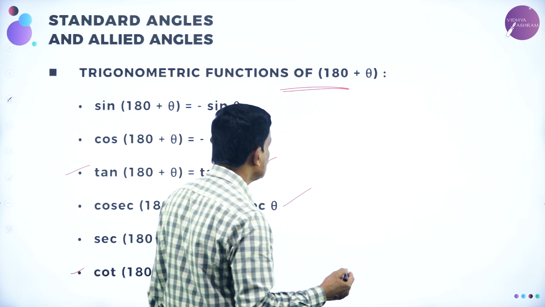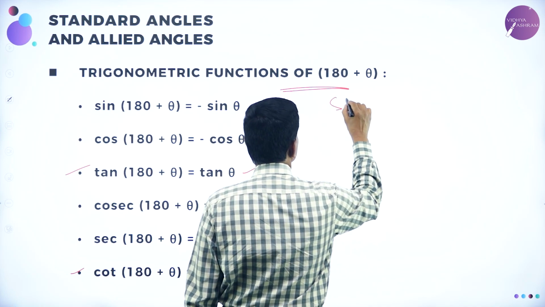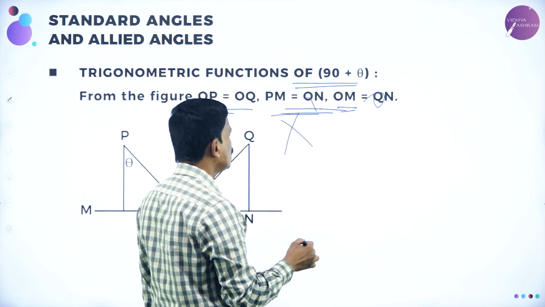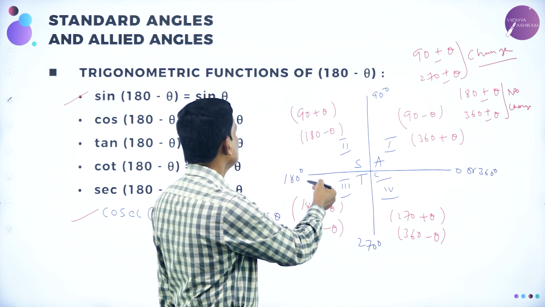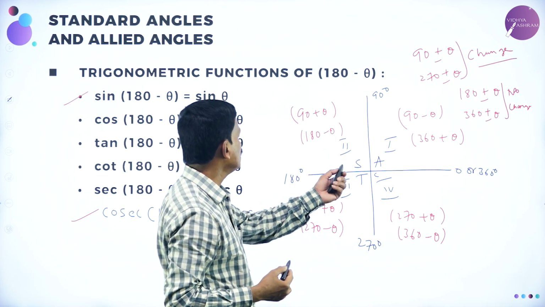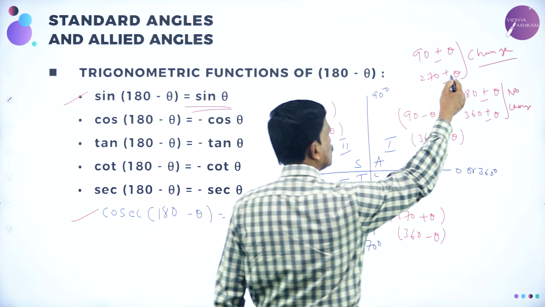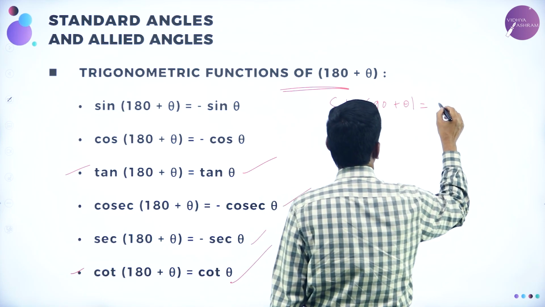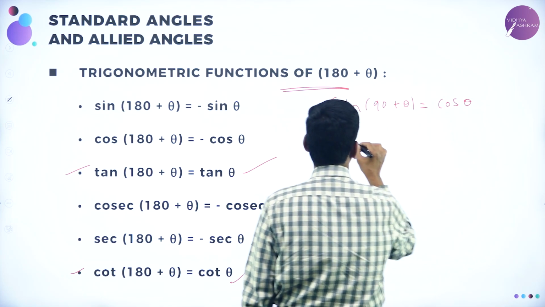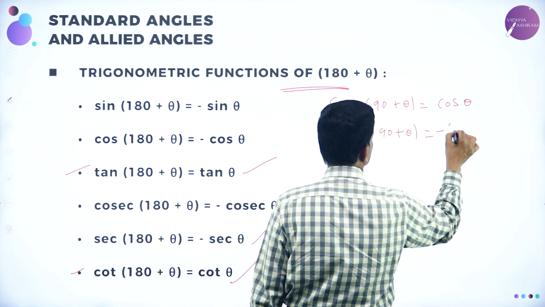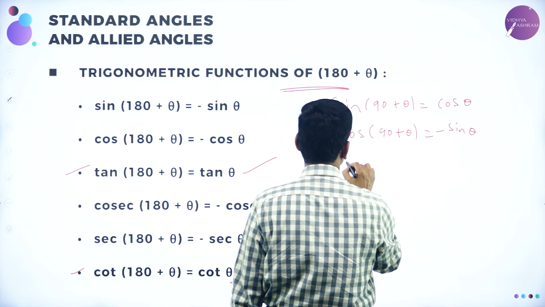If I go to 90 plus theta, similarly, the trigonometrical ratios of 90 plus theta. 90 plus theta comes in the second quadrant. In this quadrant, sine and cosecant are positive, the remaining are negative. Further, there is a change. So sine 90 plus theta is equal to cos theta. Cos 90 plus theta is equal to minus sin theta.